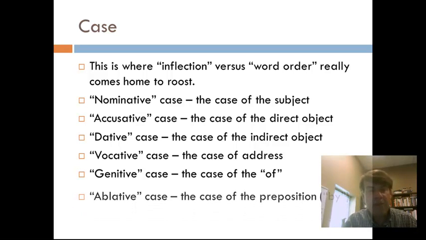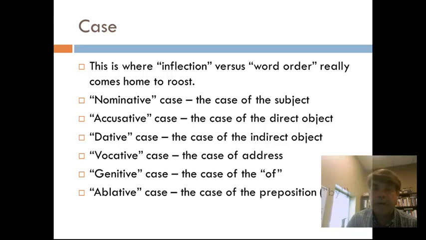Finally, the ablative case, and for you Greek aficionados out there, there is no ablative ending in Greek. This is where the Romans decide, hey, let's one-up the Greek and have an extra case. The ablative case, again, this is just to get you in the door. We'll perfect things later. But I'm going to call the ablative case the case of the preposition.